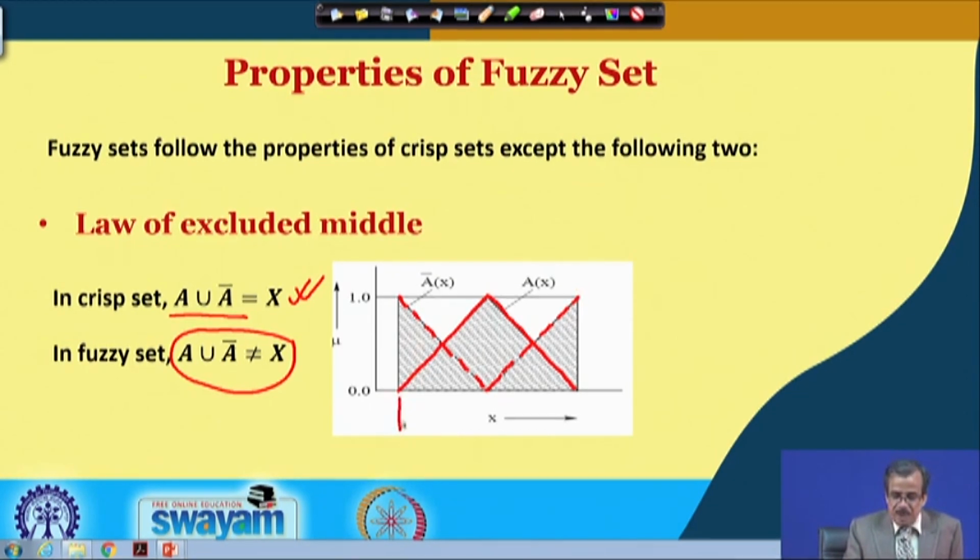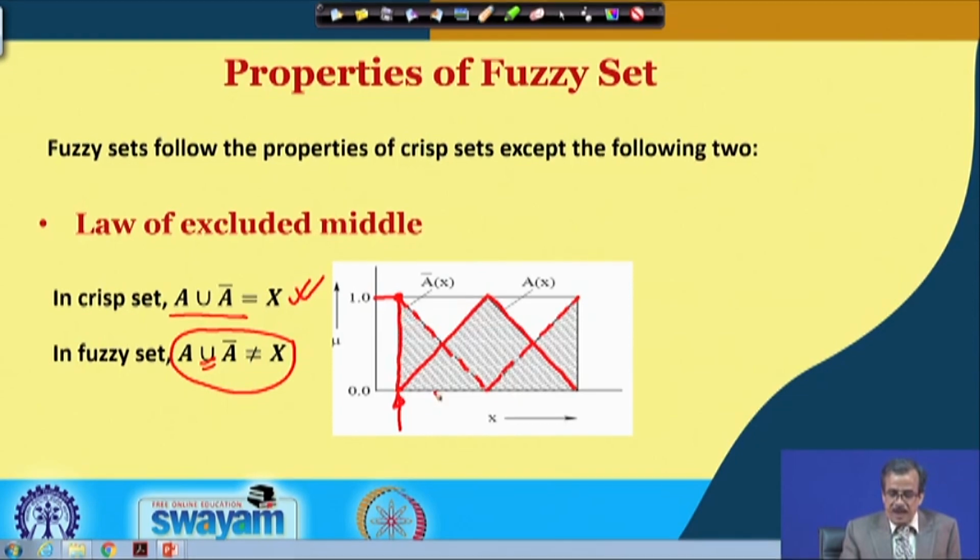is concentrate here, corresponding to this value of x. According to A(x), the mu is nothing but 0, but corresponding to A bar(x), that is the complement, its membership function value is 1.0, and this is the union. So, we will have to consider the maximum, that means corresponding to this value of x, I will have to consider this as the mu.